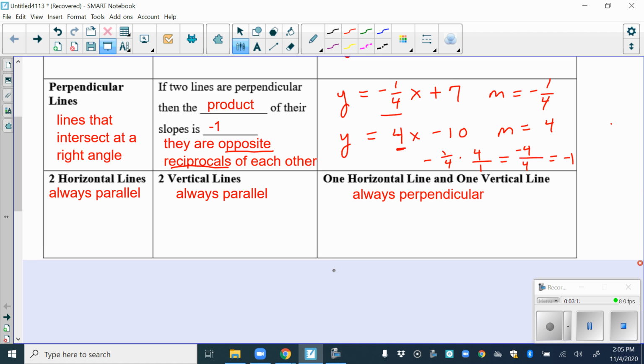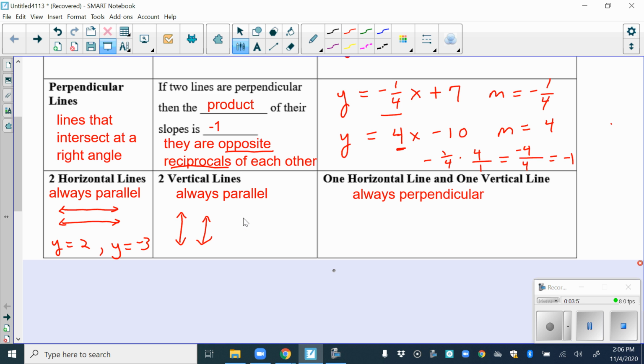If we're talking about horizontal or vertical lines, any two horizontal lines are going to be parallel. They're never going to cross. What do the equations of horizontal lines look like? Remember, they look like y equals 2, y equals -3. Those would be equations of horizontal lines. They don't have a y and an x in them, just a y. And those lines, no matter where they are on the coordinate plane, are always going to be parallel. Vertical lines are always going to be parallel to each other.